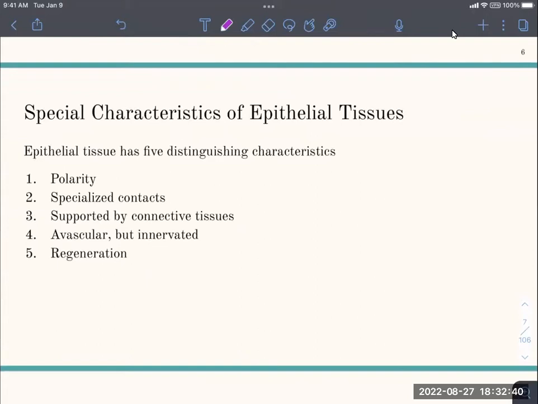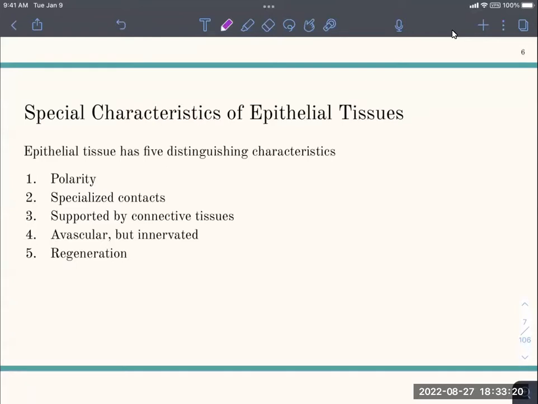So there are some special characteristics of epithelial cells that distinguish all the epithelial cells in our system from other types of cells and tissues. They all have polarity, where one side is usually more positive, the other side is usually more negative. They have specialized contacts, how they connect with each other and how they connect with cells underneath them. They're all supported by connective tissue. They have the connective tissue underneath the epithelial cells.